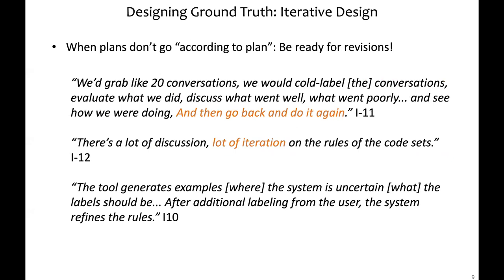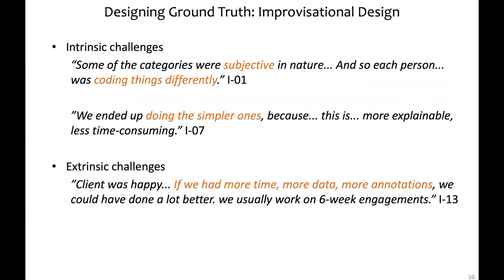One informant was teaching an algorithm to recognize types of structured documents. They noted that the tool generates examples where the system is uncertain what the label should be. After additional labeling from the user, the system refines the rules. Clearly, the automated tool needed human correction, and they built those human correction processes into their plan.